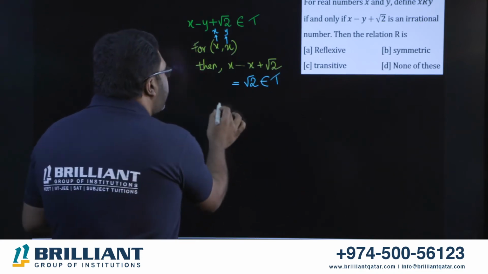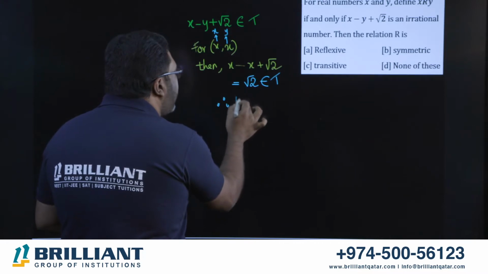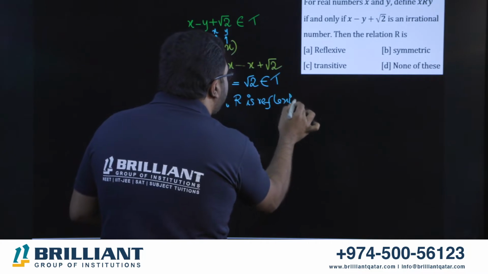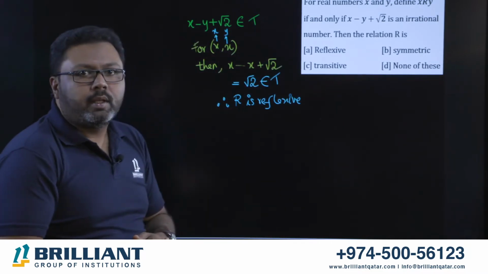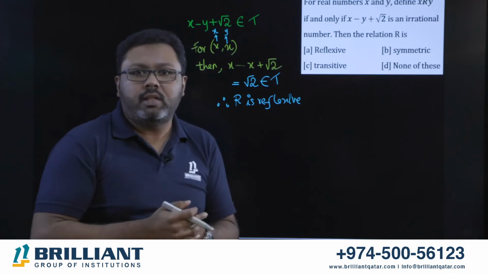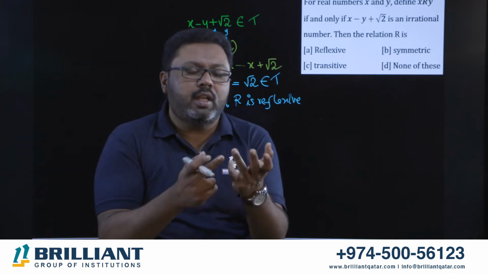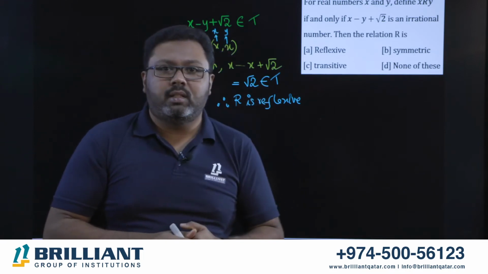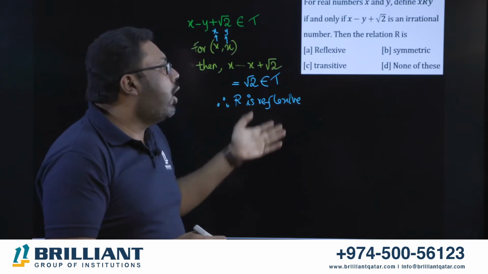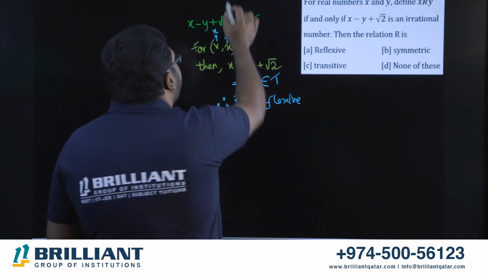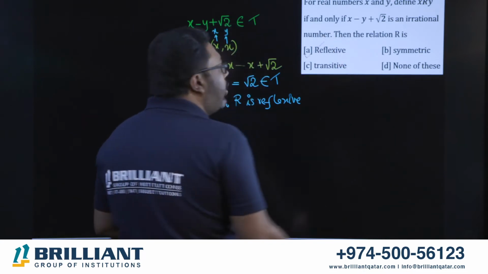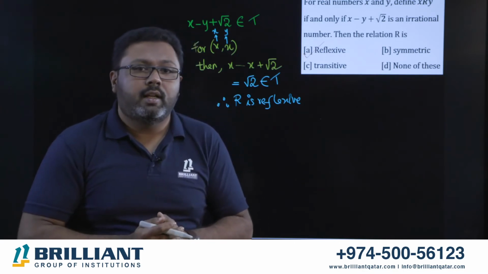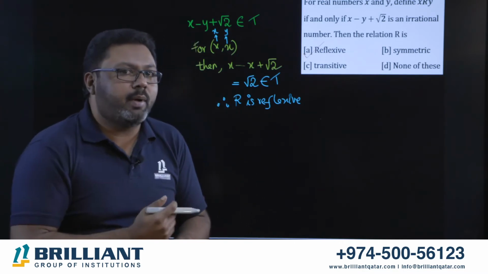So therefore, can I say whatever value I put for x, my relation R is obviously reflexive. So I need not do everything else. Why? Because option D says none of these. If option D was saying it is an equivalence relation or all of these, then you would have to check for symmetric and transitive. I don't have to go further because I got that this relation is reflexive. So my answer is option A, which says that the relation R is reflexive.